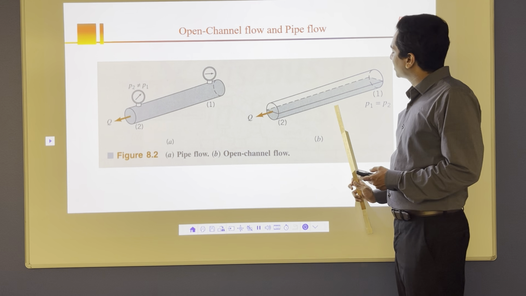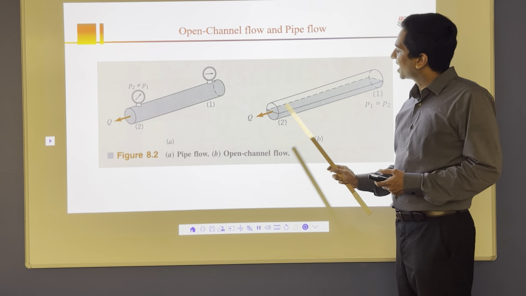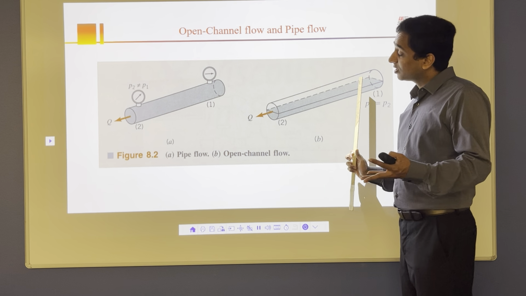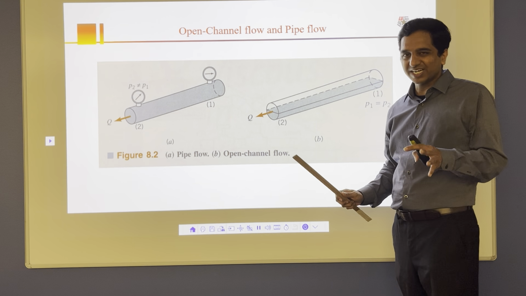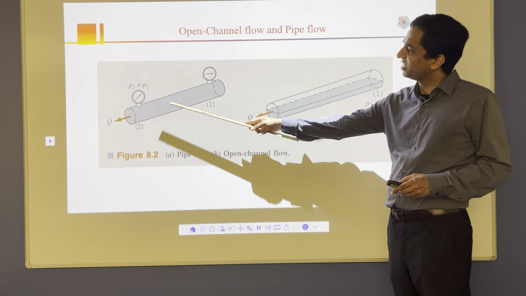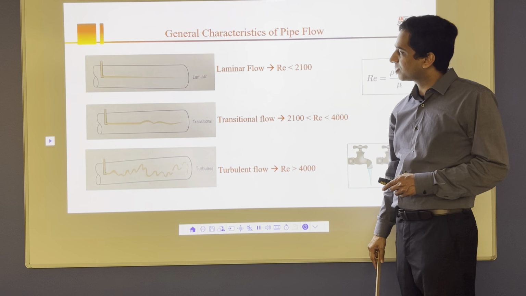And then open channel flow, chapter 10, later we learn that the total flow is constant here, total pressure at point 1 and point 2 is constant, and that's your open channel flow. Because of the gravity, this open channel flow is there. For in this chapter 8, we learn about this viscous flow in pipes.